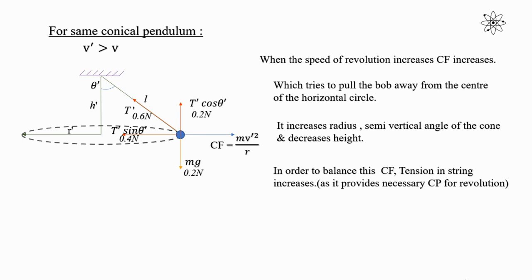But note down here, student, the tension has a certain limit up to which it can increase its value. So the maximum possible tension for the given speed is known as the breaking tension. Beyond this, if you increase the speed of the bob, the string will break.